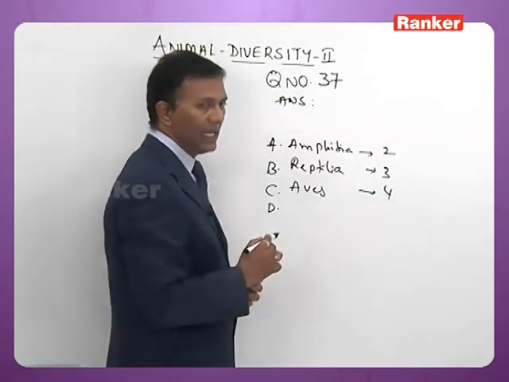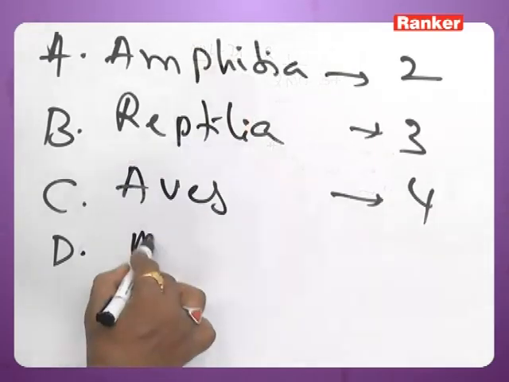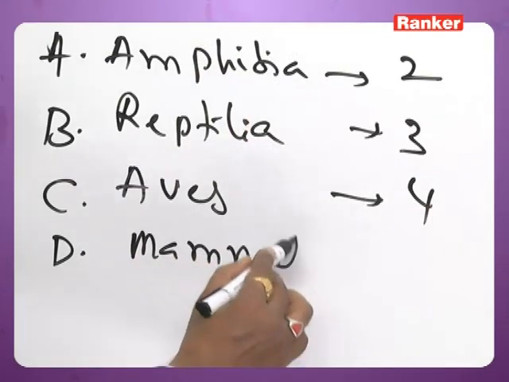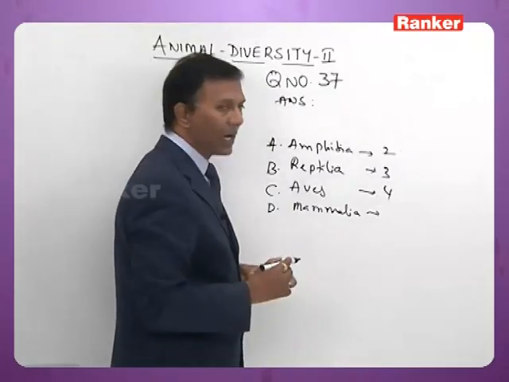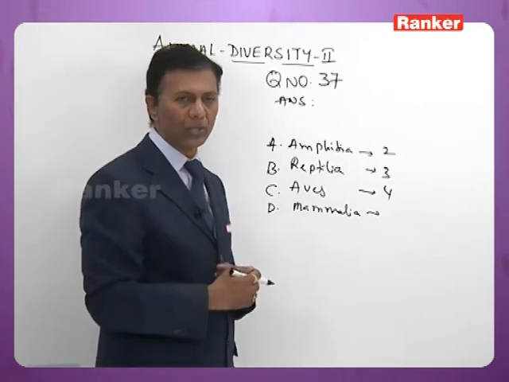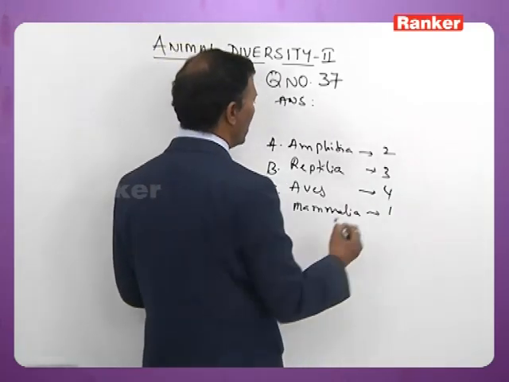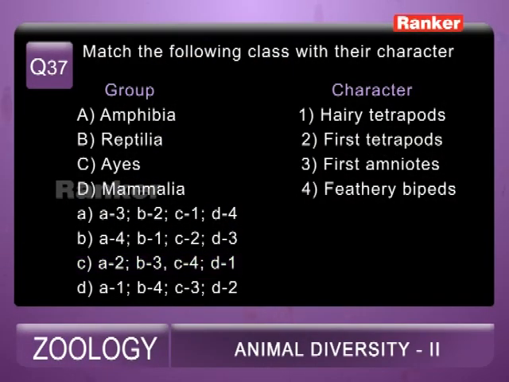The next D, Mammalia. Mammals are hairy tetrapods. So first option is correct, you know. So the answer is A2, B3, C4 and D1. So among these options, correct answer is C. So 37th question, correct answer is C.